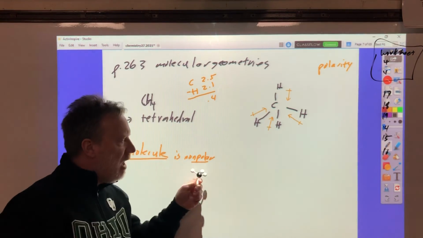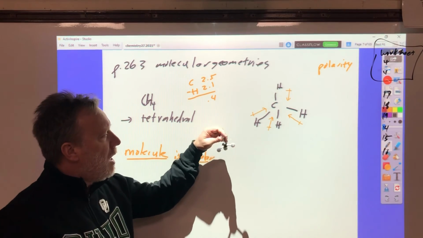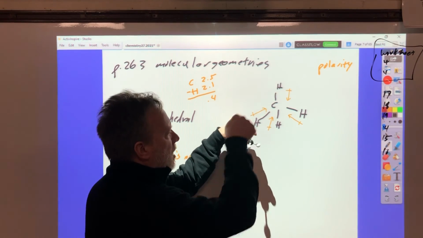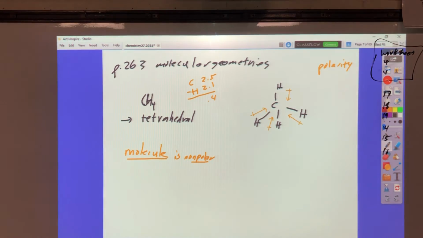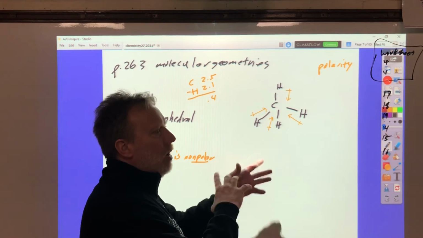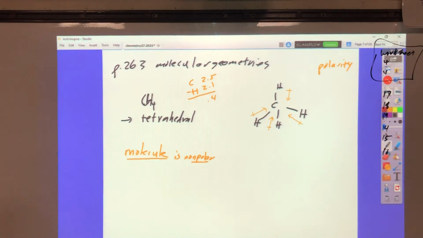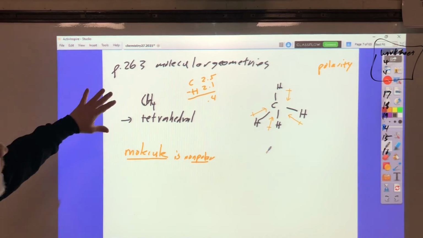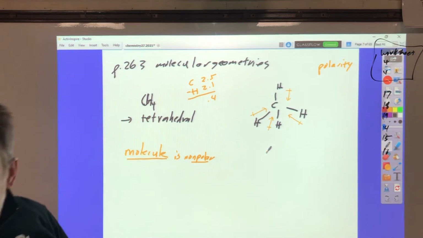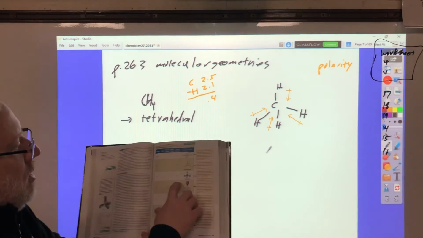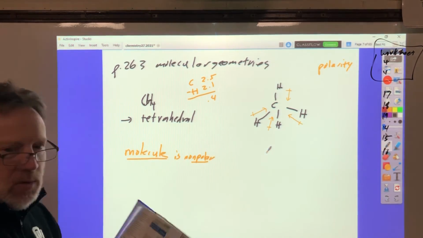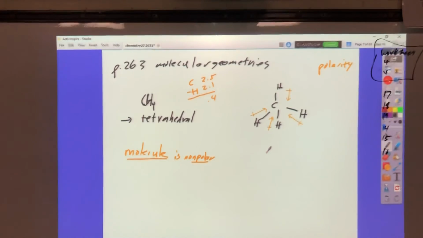Why? How can you have 4 polar bonds make a nonpolar molecule? Because they all cancel out. They're all pointing towards the center, and they all will cancel one another out. The molecular geometry there is tetrahedral from that page. And the molecule is nonpolar. Now, if you don't get that, ask about it when you're in class.